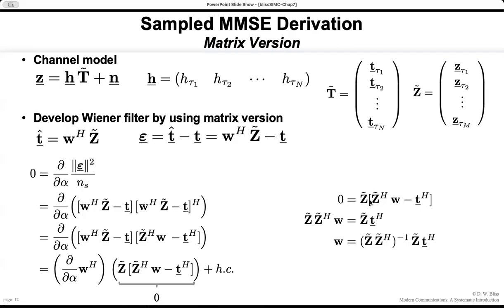I can multiply the Z out, and so then I get Z Hermitian times W is equal to Z times the training data Hermitian. And then I can multiply both sides by the matrix inverse of Z Hermitian. And that gives me an estimate of the filter we want to use to mix them to minimize our estimate of the mean squared error.